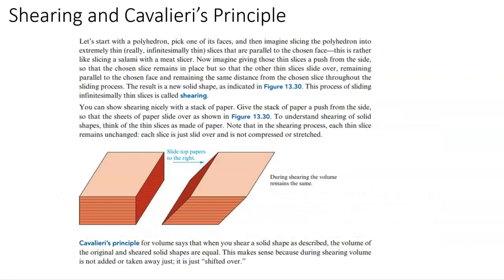And when we talk about shearing, we're basically saying that we could slice this all up into little tiny thin layers, and we could slide it, and that would be that shearing process. Cavalieri's principle says that when you shear a solid shape, the volume and the sheared volume are the same. And that makes sense because we didn't actually take away any volume, we just shifted the shape over.